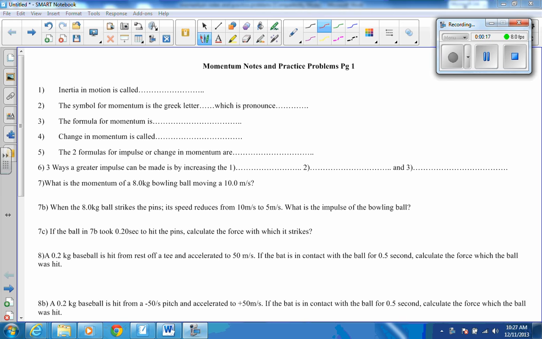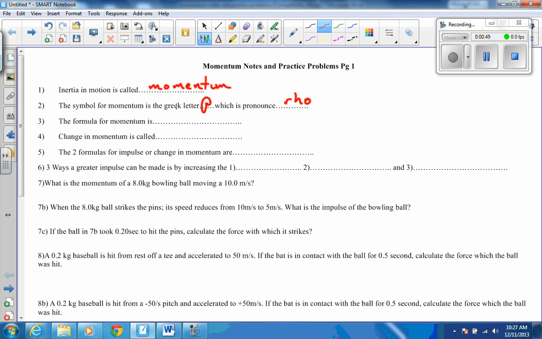Inertia in motion is actually called momentum. So you know that objects in motion want to stay in motion. Well, momentum is the same thing, except you've got to be in motion in order to get this to work. So inertia in motion is momentum. The symbol we're going to use for momentum, since we already used the letter M, is going to be a cursive P, which is actually pronounced rho, as in row, row, row your boat.